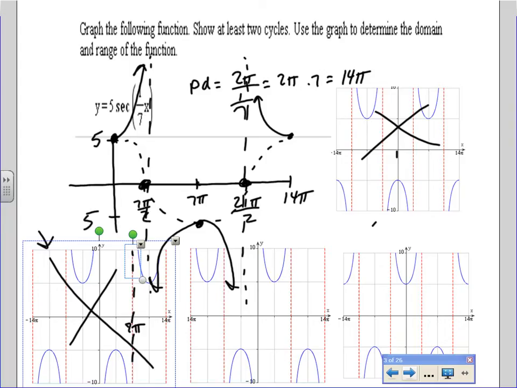Now, our next one, same thing here. They've got an asymptote at 7 pi. So that's not going to work. So I guess by elimination, it's got to be the last one. Now let's check it to see.